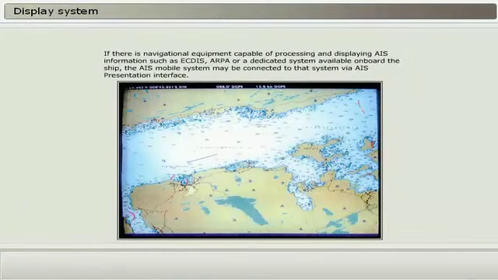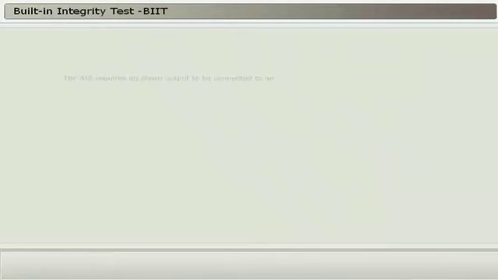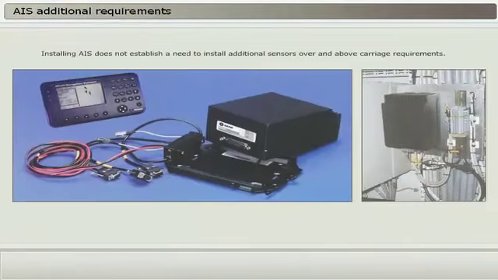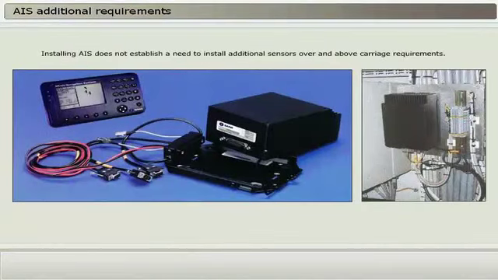If there is navigational equipment capable of processing and displaying AIS information, such as ECDIS, ARPA, or a dedicated system available on board the ship, the AIS mobile system may be connected to that system via the AIS presentation interface. The AIS requires an alarm output to be connected to an audible alarm device or to the ship's alarm system, if available. Installing AIS does not establish a need to install additional sensors over and above carriage requirements.